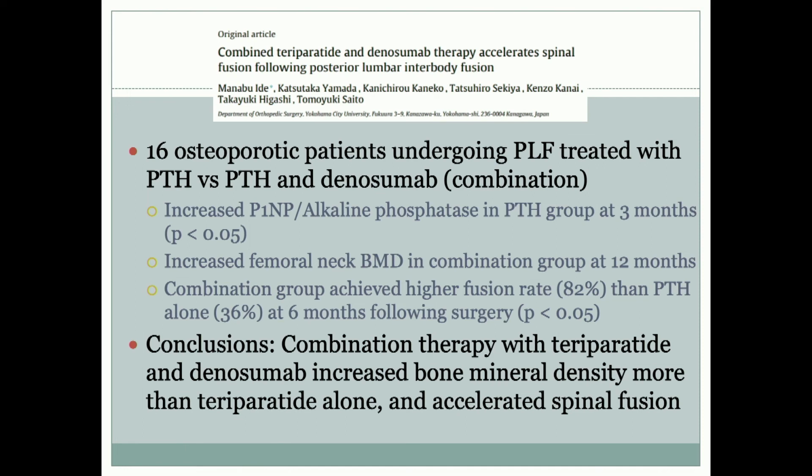And finally, a small series. The thought is there may be an additive effect of combining therapies. There are studies that show that combined therapy definitely improves your bone mineral density on your DEXA.